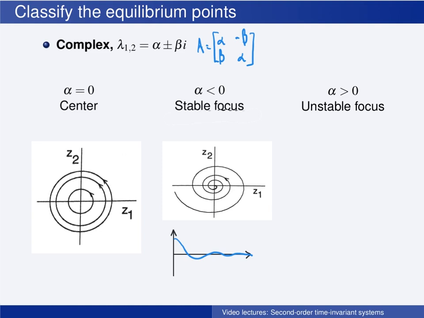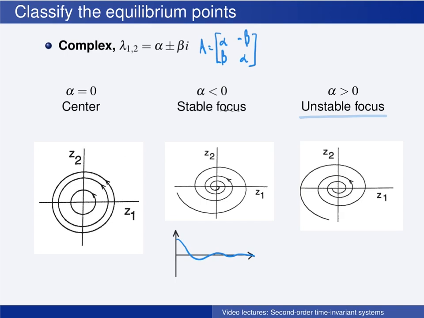In the last case, the real part of the eigenvalue is positive, and then the equilibrium point is an unstable focus. Also in this case, the trajectory is a spiral path, but it spirals away from the equilibrium point. This means that the system states oscillate with larger and larger amplitude towards infinity.